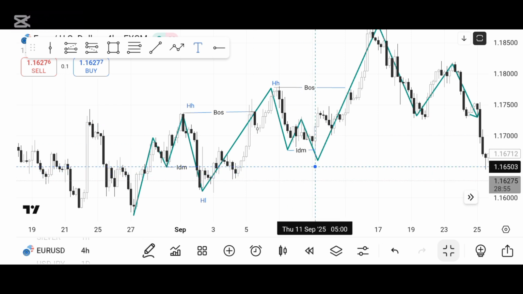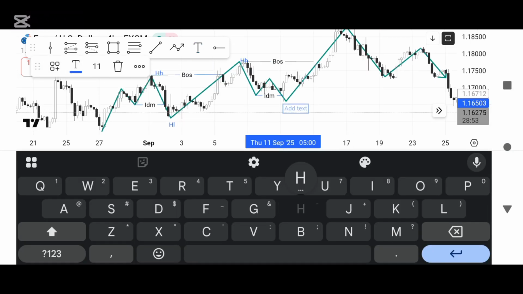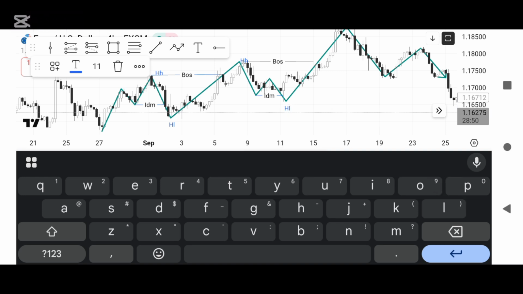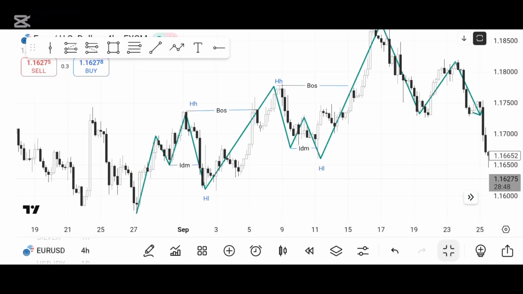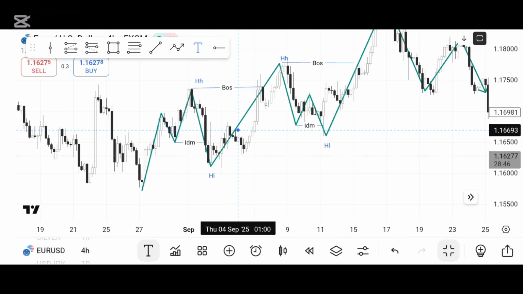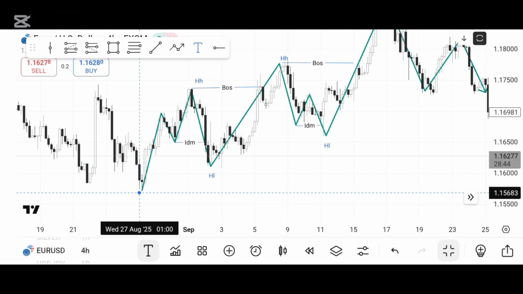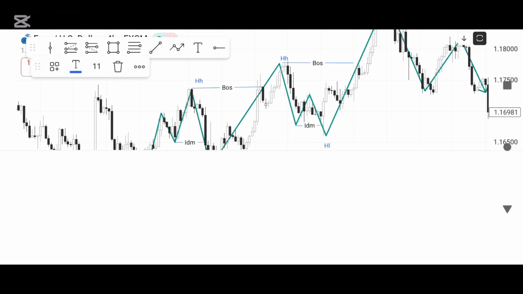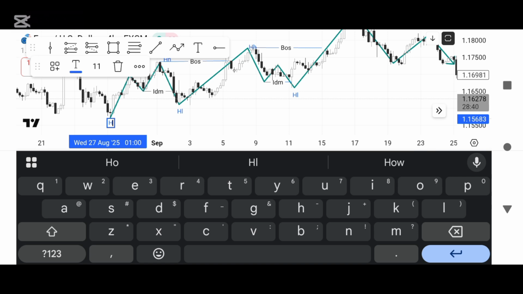The same thing for this side. It took out the inducement zone. That was the last low that traded through to the higher high. So the law is intact. The law is intact, just that most traders don't know how to apply the laws correctly.